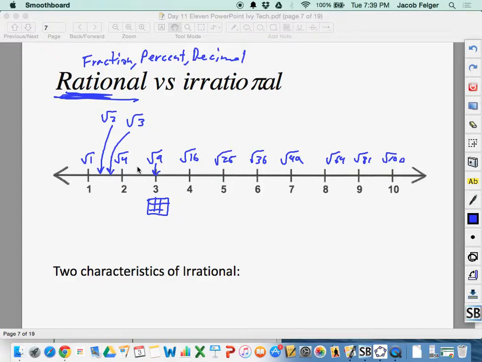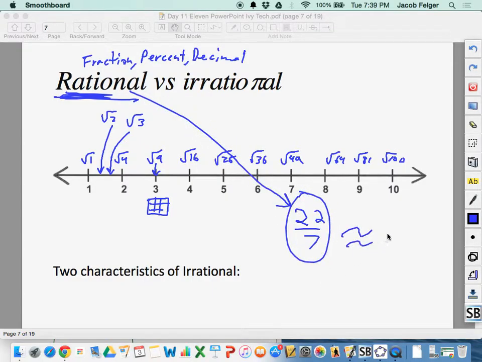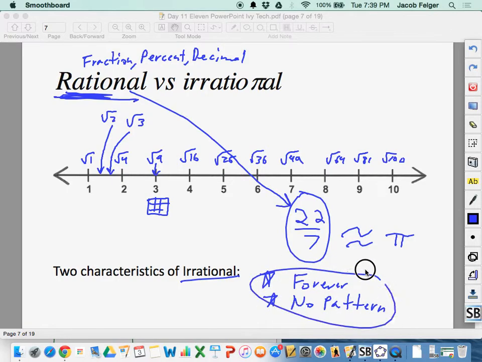So, Babylonians and the Chinese, they called it 22/7. Type that in, and it should be a repeating decimal. So that's actually a rational number since it's a fraction, but it's very close to pi, and that's what the Chinese used. So the two characteristics of irrational is it goes on forever, and it doesn't have any kind of pattern. And that is also true for my favorite number.